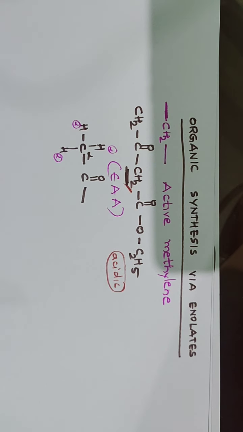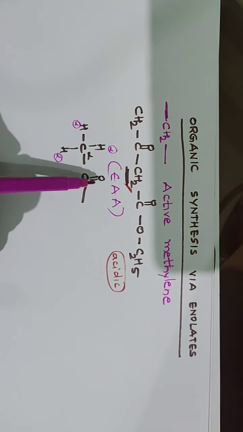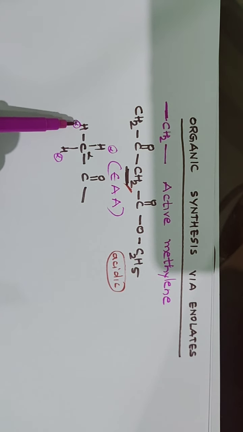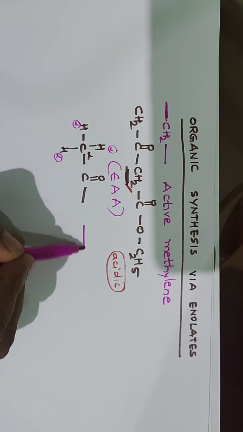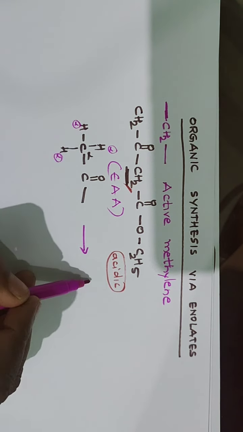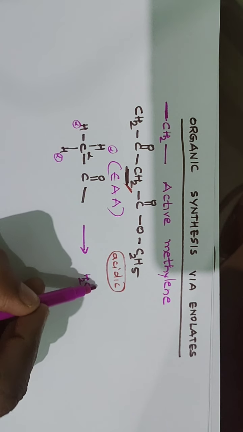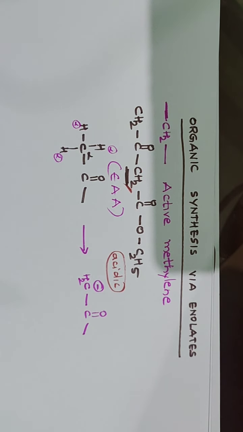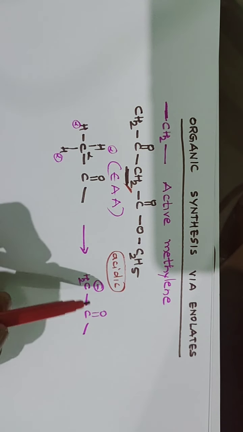This is the reason why these alpha hydrogens are acidic. In active methylene compounds, because of the presence of an electron withdrawing group, the carbon hydrogen bond weakens and the hydrogen can be easily abstracted. This is the reason why they are acidic in nature. And another reason is that after removing the proton, you get an anion.